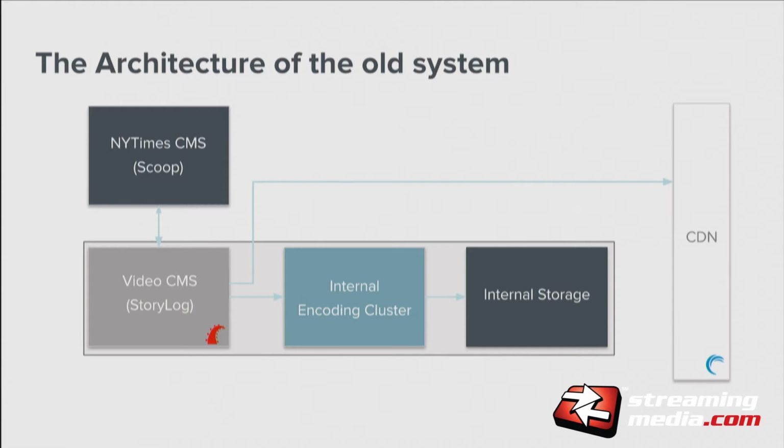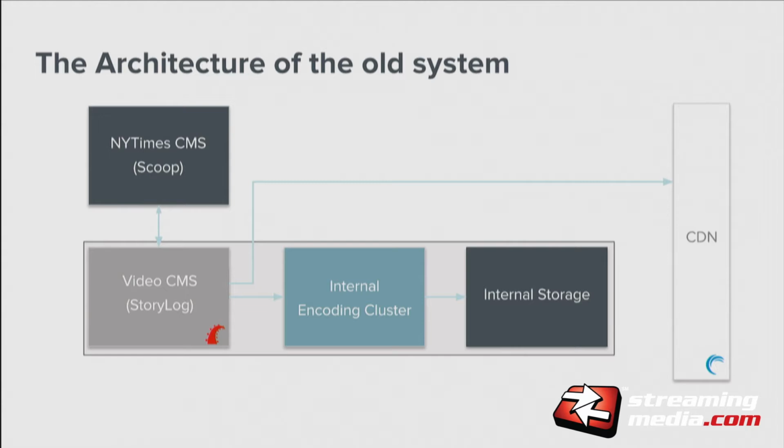Back then we already had our primary CMS called Scoop. That CMS didn't support video metadata, the ability to transcode videos or distribute those videos to the CDN. With that said, there was an initiative to create a new CMS that was primarily focused on video. The CMS is called Storylog.